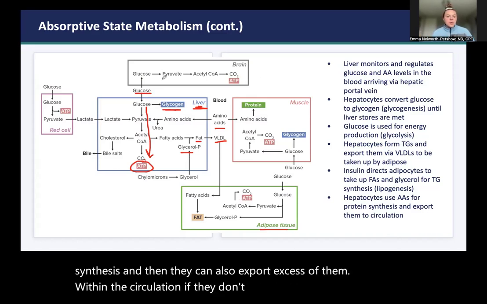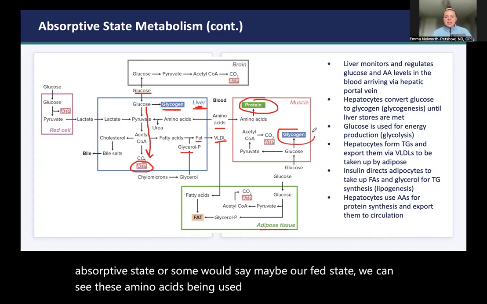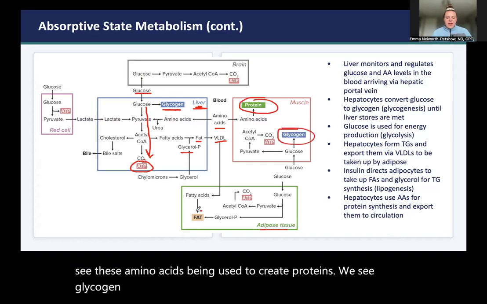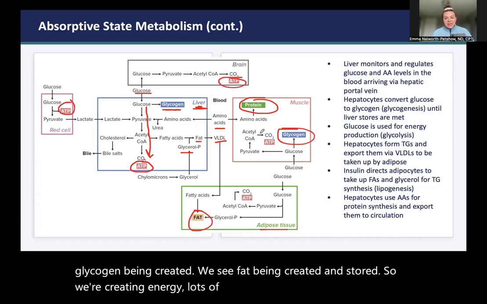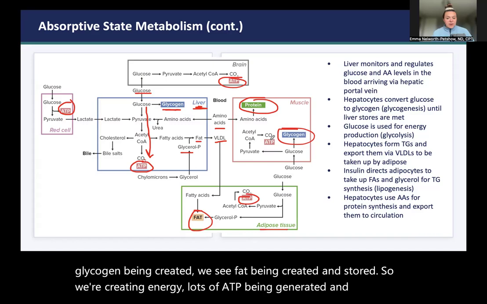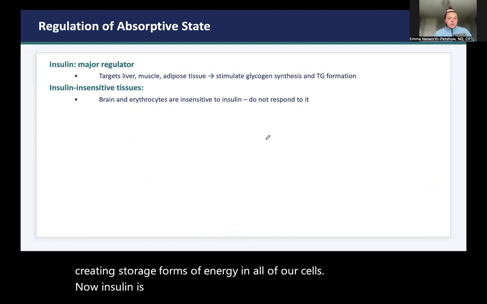So this is kind of our absorptive state, or some would say maybe our fed state. We can see these amino acids being used to create proteins. We see glycogen being created. We see fat being created and stored. So we're creating energy, lots of ATP being generated, and we're creating storage forms of energy in all of our cells. Now, insulin is the main regulator of our absorptive state.